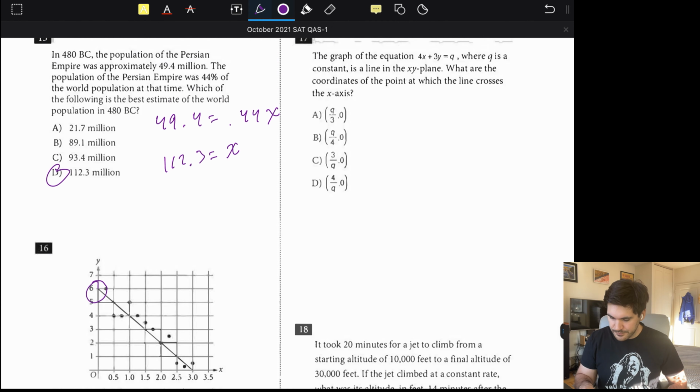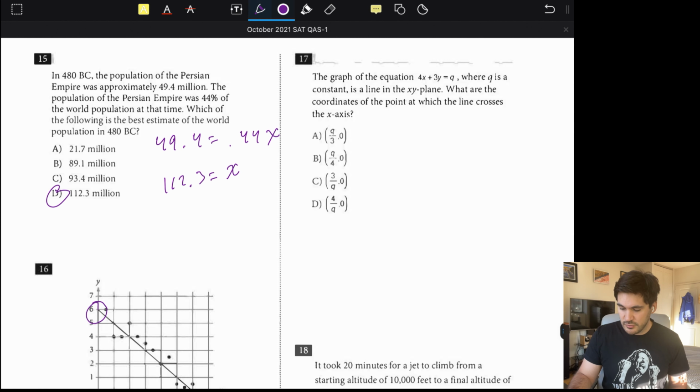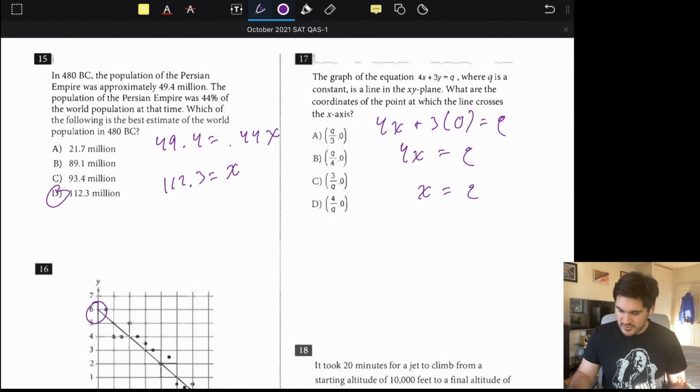Cool. Number 17. What are the coordinates of the point at which the line crosses the x-axis? Well, what's true about where it crosses the x-axis? As we can see from the answer choices, when it crosses the x-axis, y has to be equal to 0. So what we can do is just do 4x plus 3 times 0 equals q. So 4x has to be equal to q. So x equals q over 4. And we know y has to be 0, so B is going to be the answer.